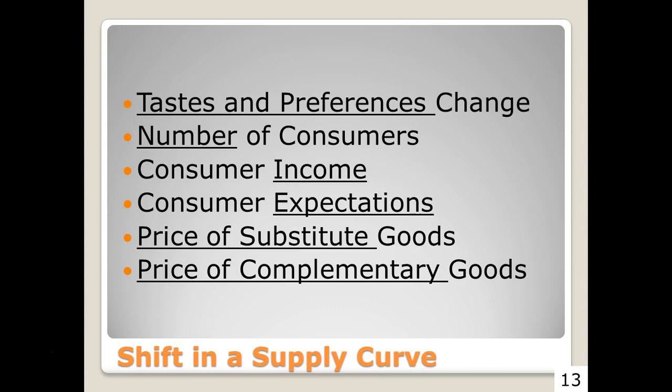Price of substitute goods. If you can get a substitute for something for cheaper, then you're going to want less of that main good. So if the price goes down on substitute goods, then fewer people are going to buy the main good at every price. But if the price of a substitute good goes up, if Pepsi raises the price on Pepsi, then the demand for Coke is going to go up because more people are going to want to buy Coke as a substitute.